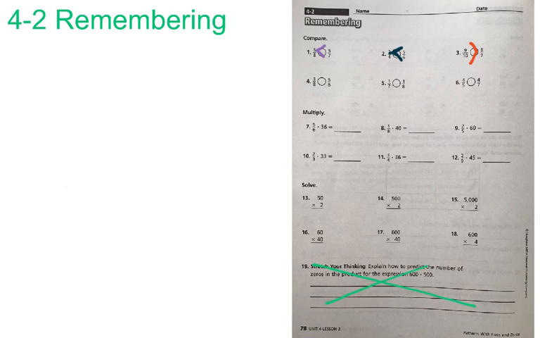In numbers 7 through 12, we're practicing multiplying fractions by whole numbers. Here in number 7, we have 5/6, and we're multiplying that by 36. And remember, we need to write 36, the whole number, as a fraction.